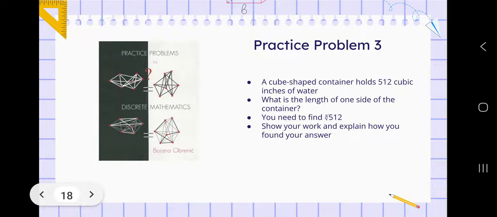Practice problem 3. A cube-shaped container holds 512 cubic inches of water. What is the length of one side of the container? So you need to find the cube root of 512. Show your work and explain how you found your answer. 3, 2, 1, go.